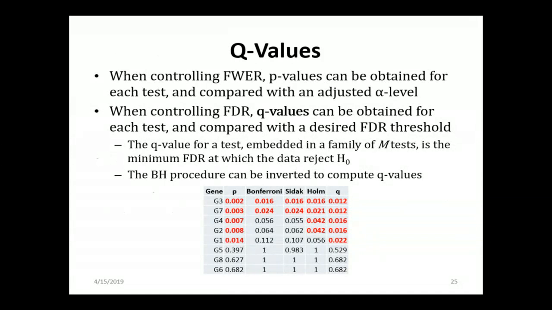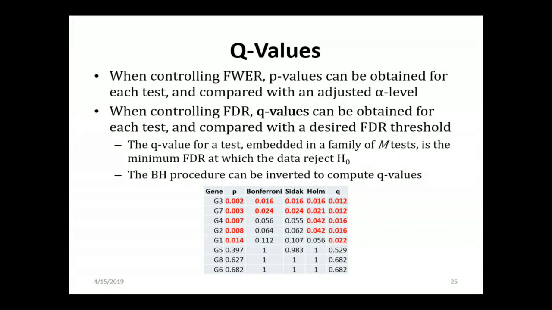And the definition of a q-value, analogous to a p-value, is that when you're doing m tests, it's the minimum FDR of those m tests at which the data reject the null. So the p-value was the minimum significance level at which the data reject the null, and here it's the minimum FDR. And in order to get the q-values, you basically just do the opposite of the Benjamini-Hochberg procedure, which is a procedure for deciding what is and isn't significant. You just invert that to calculate these q-values.